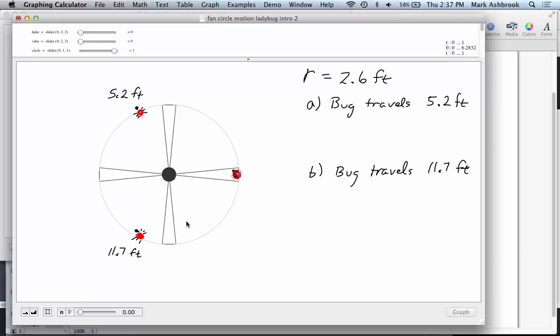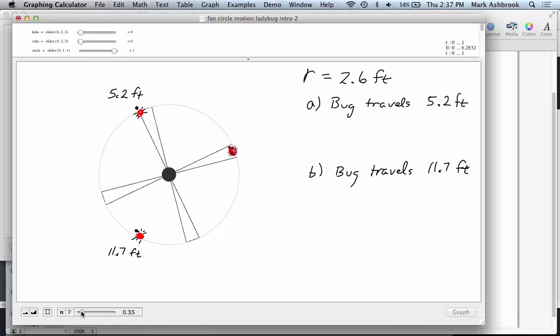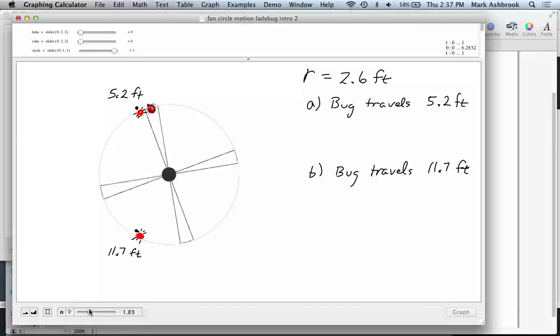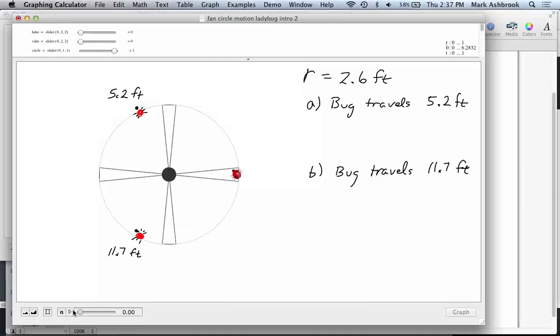Okay, so the first question was, here the bug starts at the 3 o'clock position, and it's going to travel 5.2 feet up to there. Okay, so that's this. I'll draw it in blue. So that arc length is 5.2 feet, and it asks how many radians. So based on our understanding of radians, how many radians is that?